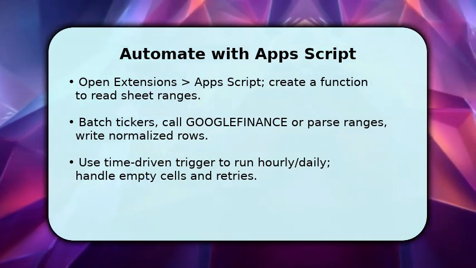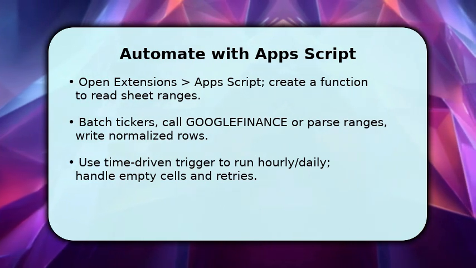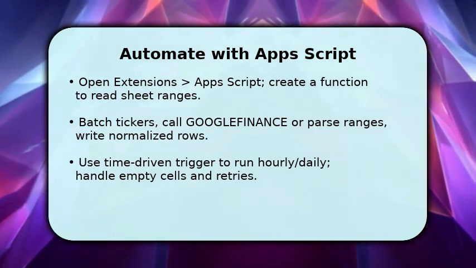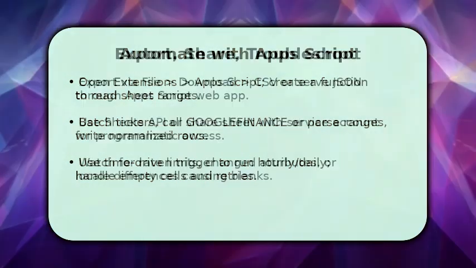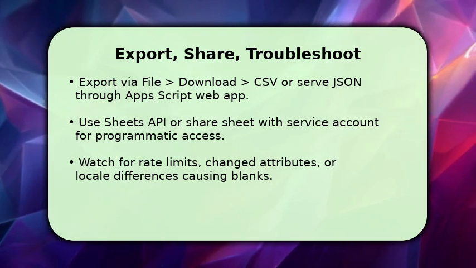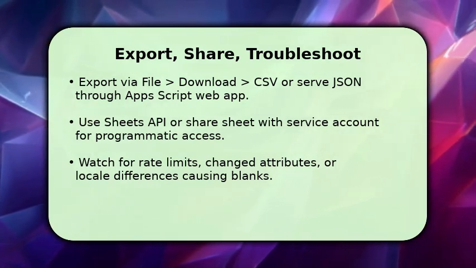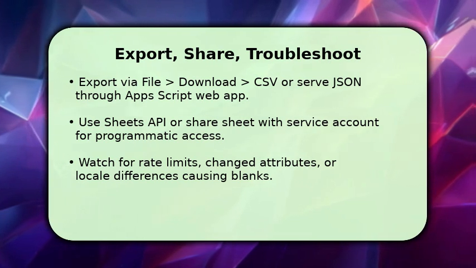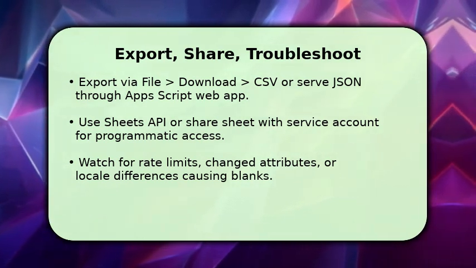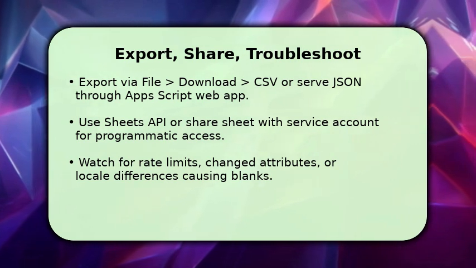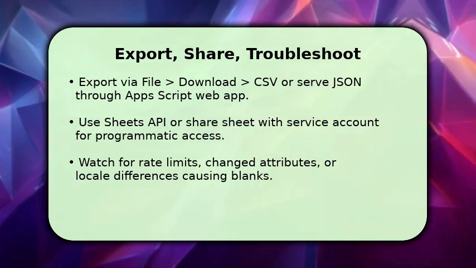Make sure to set a time-driven trigger for regular updates and include simple retry logic for transient failures or partial ones. Finish by exporting or exposing the clean data for your apps. You can download CSV manually, publish a web app endpoint from Apps Script that returns JSON, or let an external service call the Sheets API with a service account.